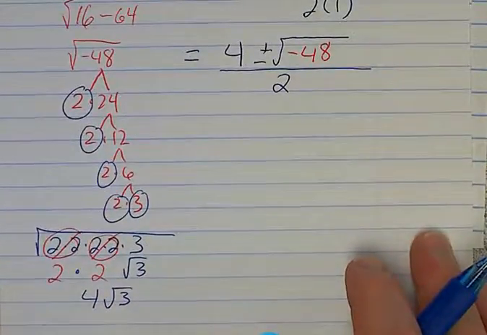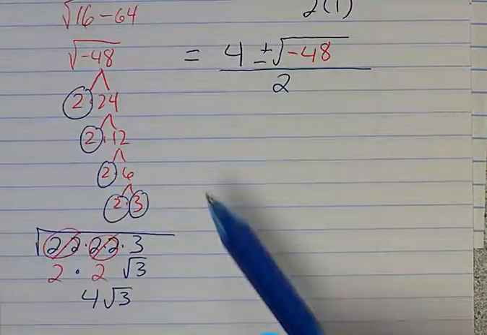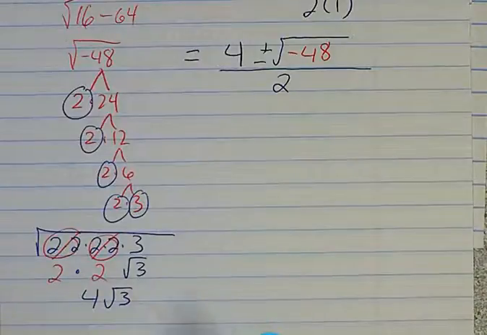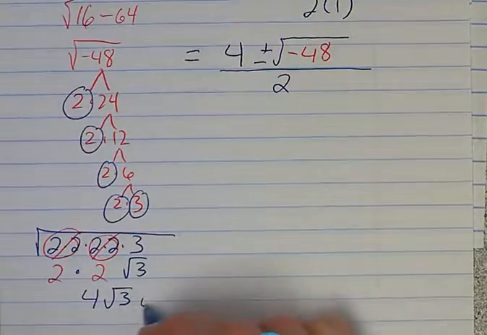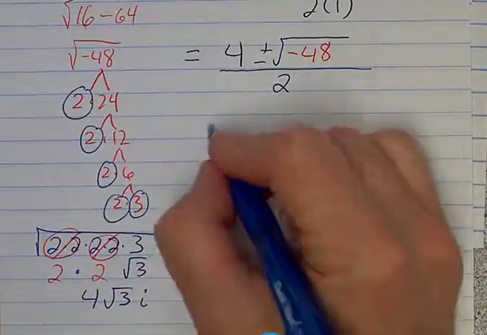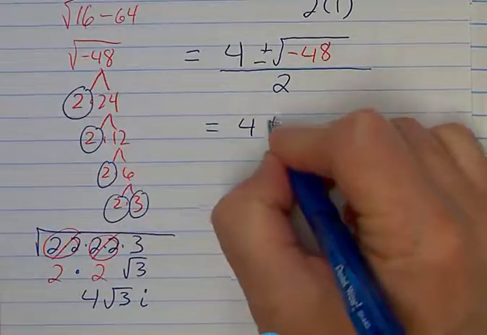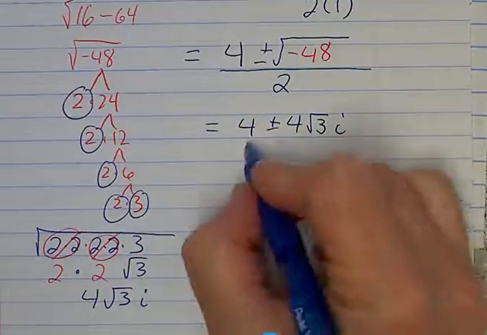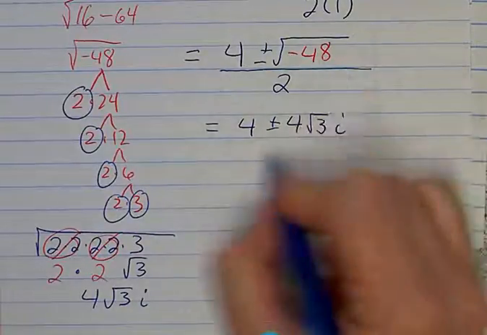Now the only thing that makes this one a little bit different is because the square root was negative, that's where we're going to put i in the answer. So we can put the i anywhere in here, as long as it's not underneath the square root, we're okay. You can put it here behind the 4. If you want to, we can put it behind the 3. So it's 4 square root of 3 i. Okay, and this is all over 2.